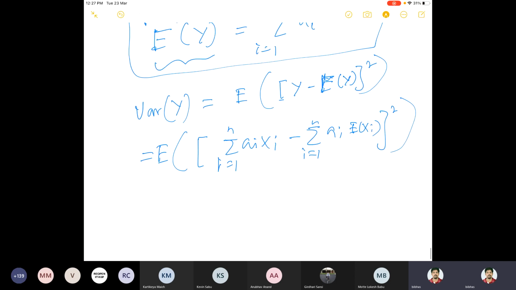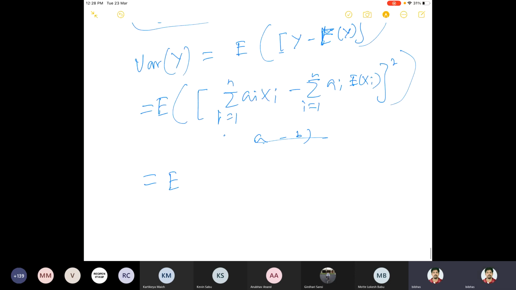Okay, so it is like a minus b and then its whole square, but a and b each have a summation of other things. So you can take out the sum, take the square of it, and see what is happening. So this is basically the expectation of the sum over i equal to 1 to n, where ai you can take common, so ai times xi minus mu i, and then its whole square.